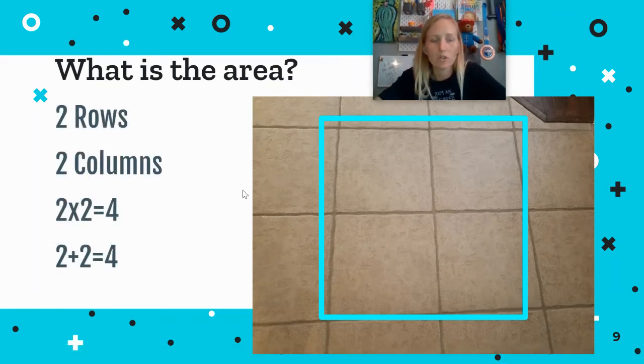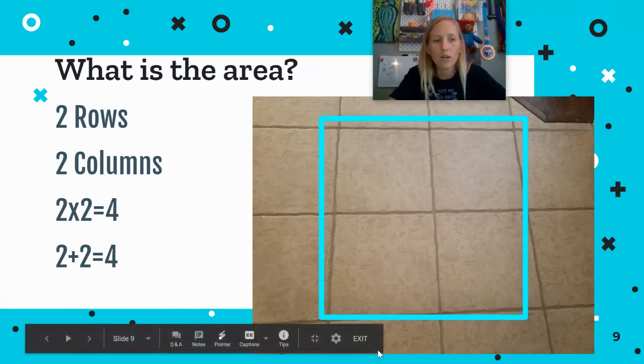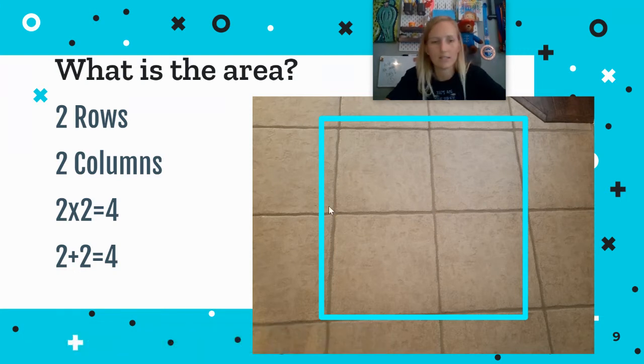Okay, so on this one, we have 2 rows and 2 columns. 2 times 2 equals 4. That's length times width equals 4. And 2 plus 2 equals 4. All of those are different ways to get the same answer. So finding the area.